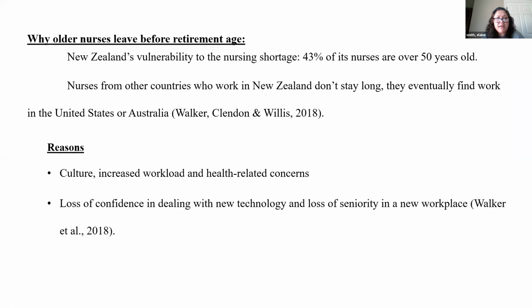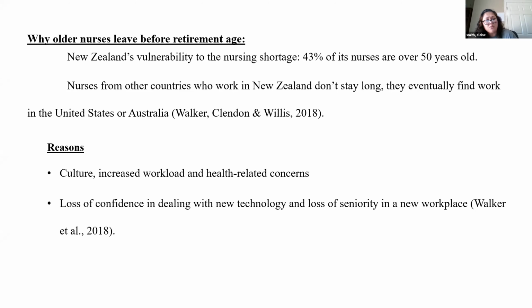One article that I came across is about the reasons why nurses in New Zealand leave their profession before they reach retirement age. New Zealand's vulnerability to the nursing shortage primarily comes from the fact that 43% of its nurses are over 50 years old, and almost half are expected to retire over the next decade or so. Other factors that play a part are the migration of its nurses to other countries like Australia and the United States. They eventually find work in Australia or the US because they are automatically eligible to work in these countries if they are registered nurses in New Zealand.